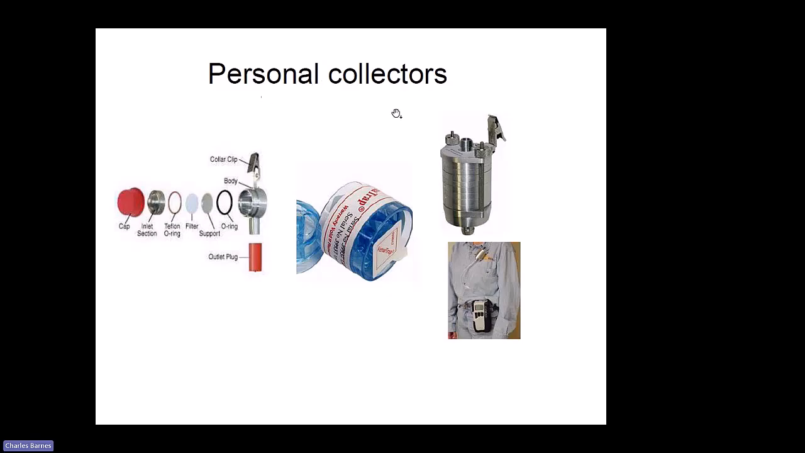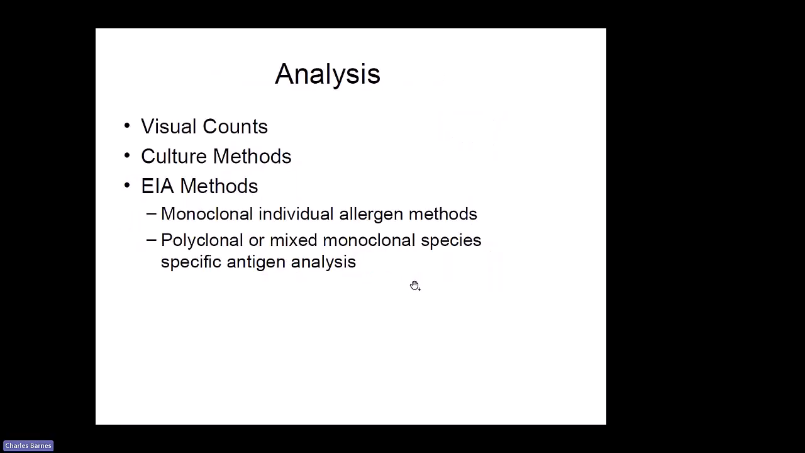If you suspect workplace contamination, you can put personal samplers on people. You basically just have to put a vacuum pump on them and some device hooked to the vacuum pump that will pull in the spores and collect them. You can analyze this by visual counts or culture methods. And you can do it by enzyme immunoassay, so you can actually measure individual allergens straight out of the air.